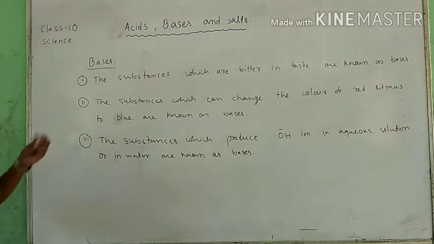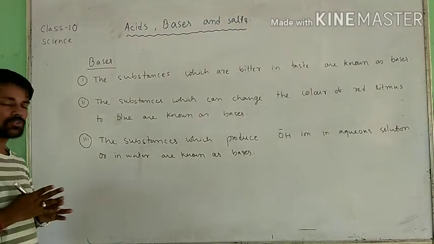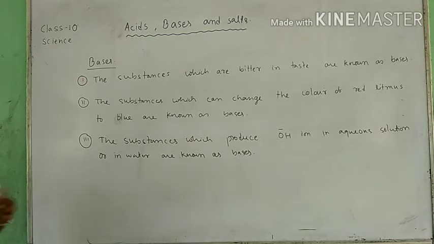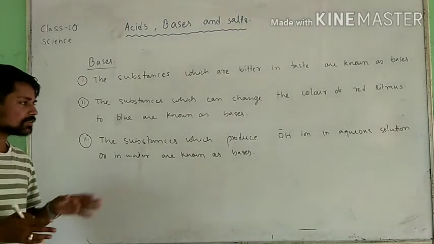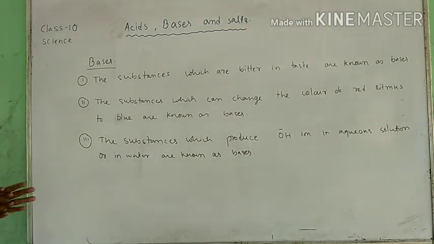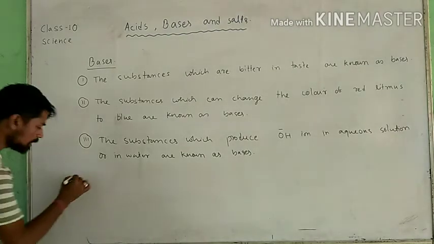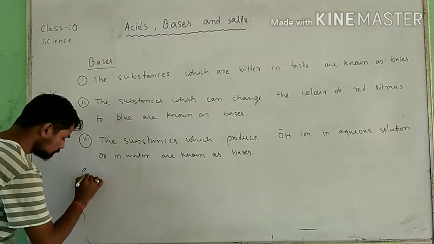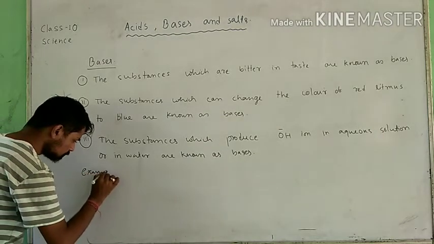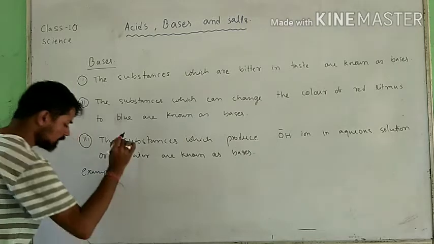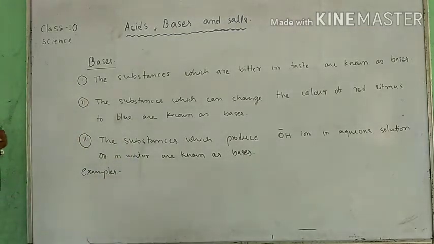You can write: they are bitter in taste. Property number 1, they change the color of red litmus to blue. Second property, they produce OH ion in aqueous solution. Property number 3. So let us now see how they produce OH ion in aqueous solution. Let us first write some examples of base.